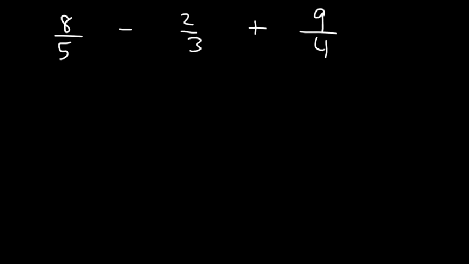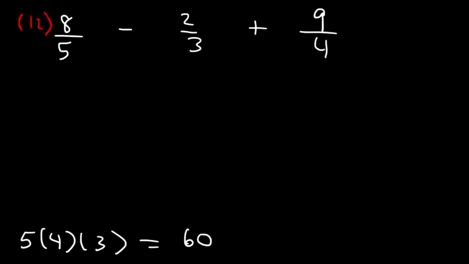So this time, to find the common denominator, we're just going to multiply 5, 3, and 4. It may not be the least common multiple, but it is a common denominator, just so you know. If we multiply 5 times 4 times 3, 5 times 4 is 20, 20 times 3 is 60. So 60 is going to be the common denominator that we're going to try to get.